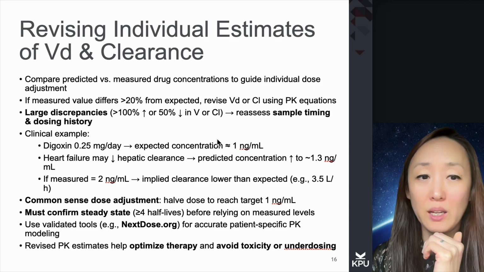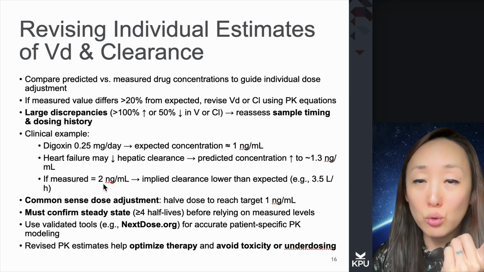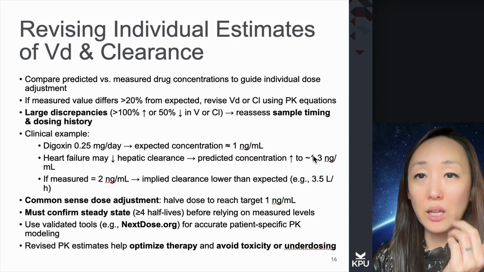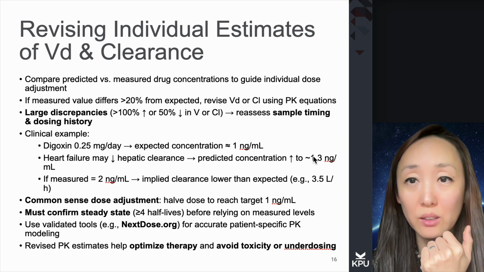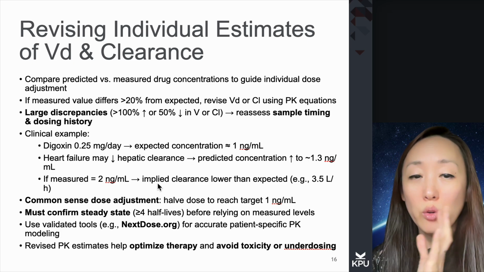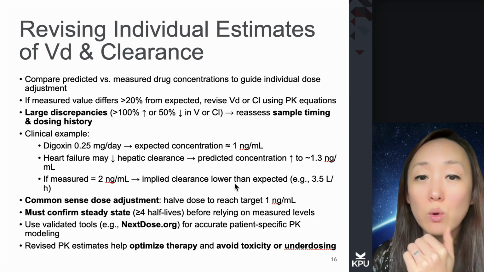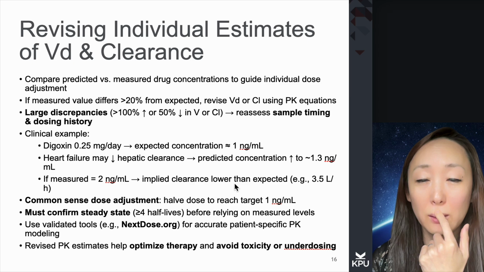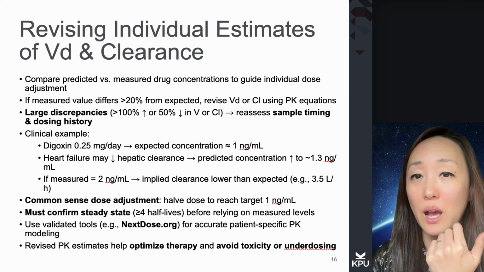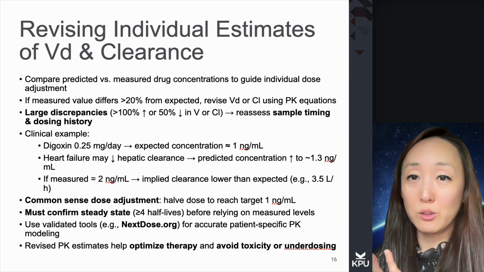But if you find that what you measured is in fact 2 nanograms per mil, higher than the 1.3 that you predicted, then what you're seeing is that the implied clearance is even lower than what you had expected. So it may be like 3.5 liters per hour as opposed to 5.5 liters per hour.